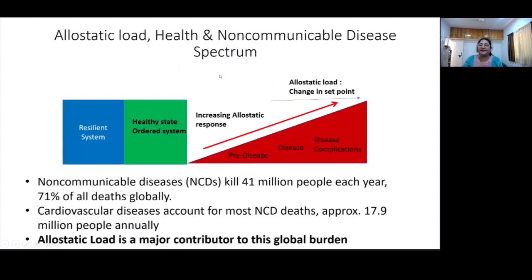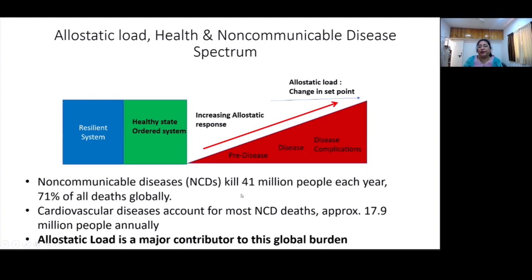So here we can see how this allostatic load is associated with the non-communicable disease spectrum. You can see that the allostatic load starts to build up even in the pre-disease condition. So it's not that only when we end up in disease or disease complication is the allostatic load there on the body. Even in pre-disease states, the allostatic load starts building up. And all of you know that non-communicable disease is one of the first killers of all kinds of diseases.